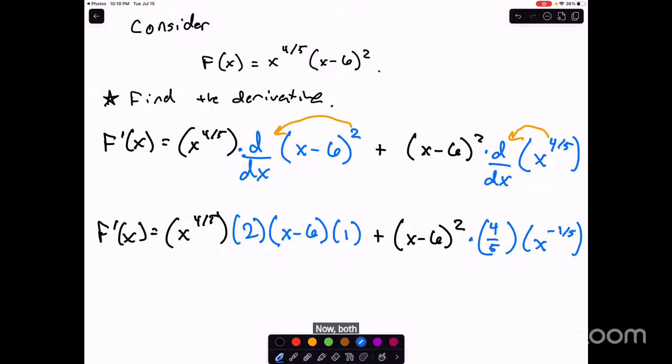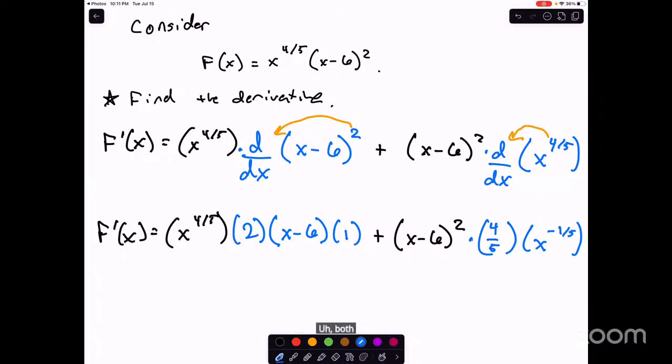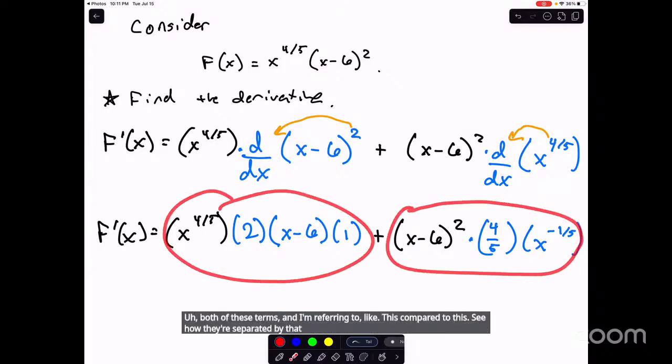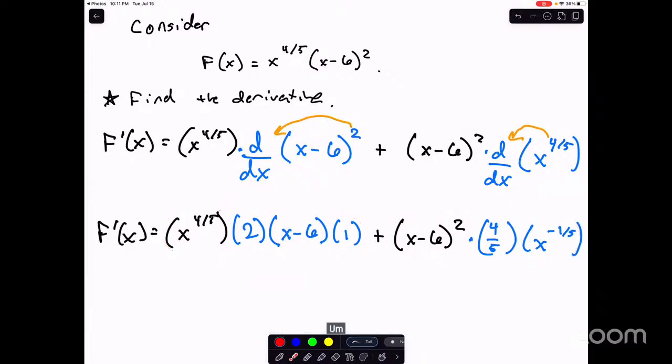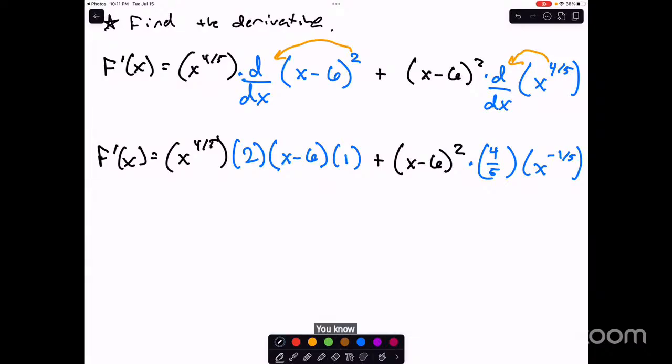Now, both of these terms, again, terms are things that we add and subtract. Factors are things that we multiply and divide. Both of these terms, and I'm referring to this compared to this, see how they're separated by that plus? They both have this x minus 6, at least one of them. So I know we could factor out at least one set of x minus 6. It gets a little challenging to follow.